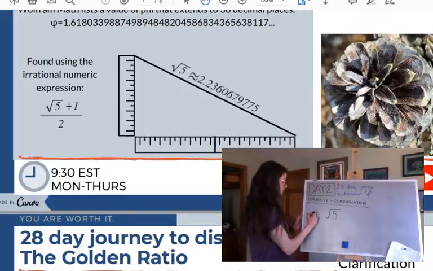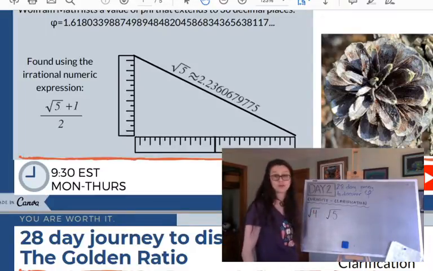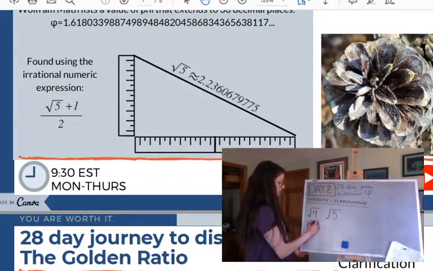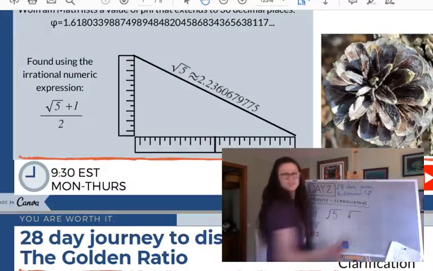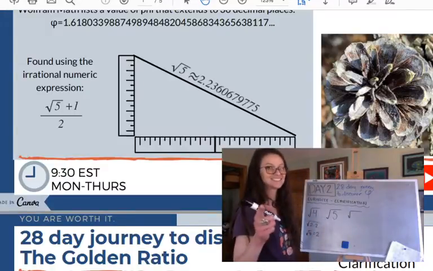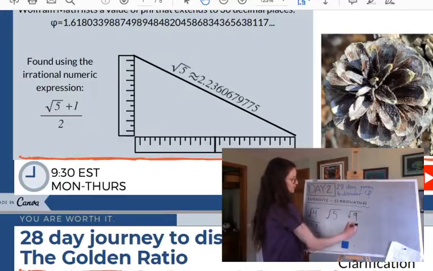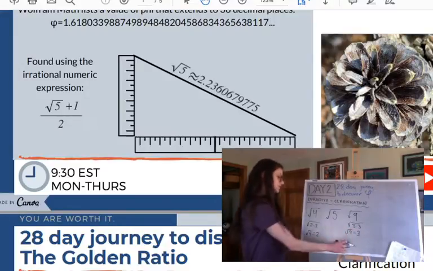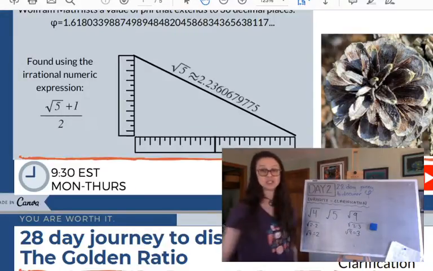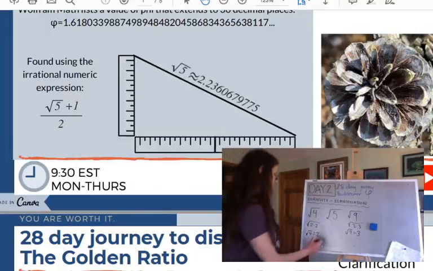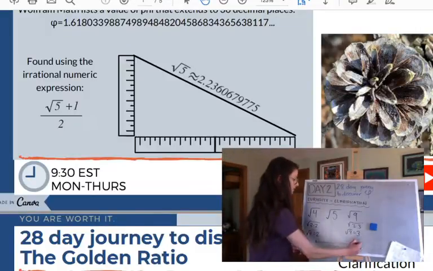Unlike a rational number, the square root of 4, because 2 times 2 is 4, so the square root of 4 equals 2. The square root, do you know the next perfect square? Yes, square root of 9. So 3 times 3 equals 9, so the square root of 9 equals 3. So I know that the square root of 5 is somewhere between 2 and 3, and I can approximate that if I drew a number line.